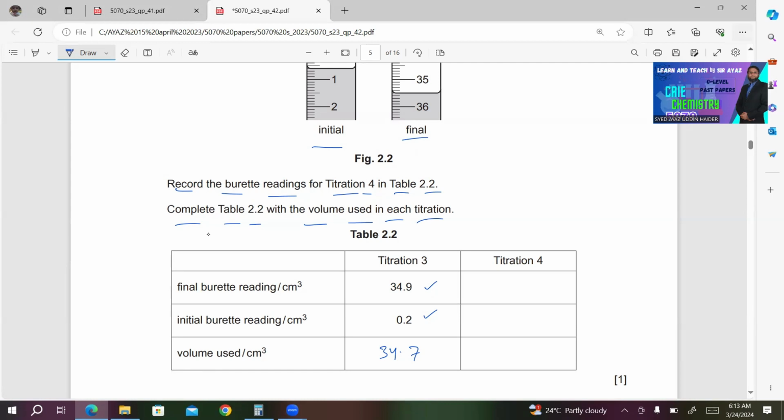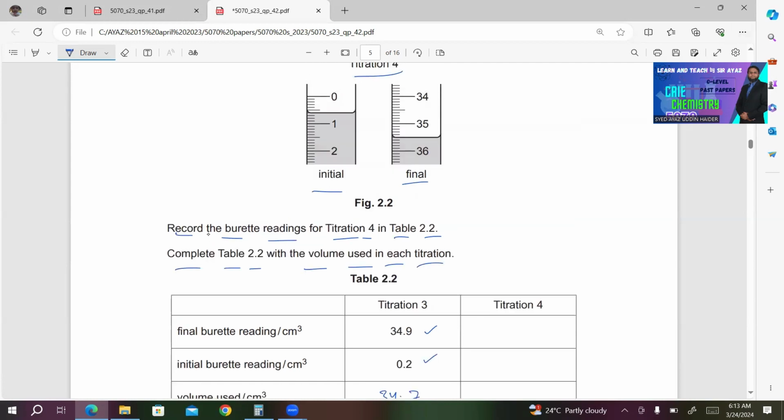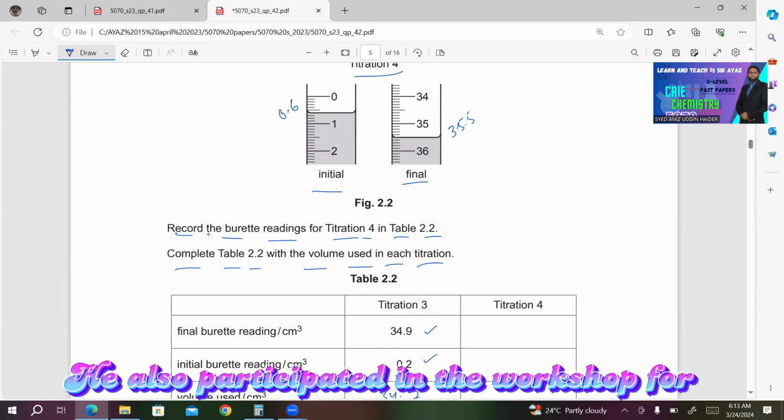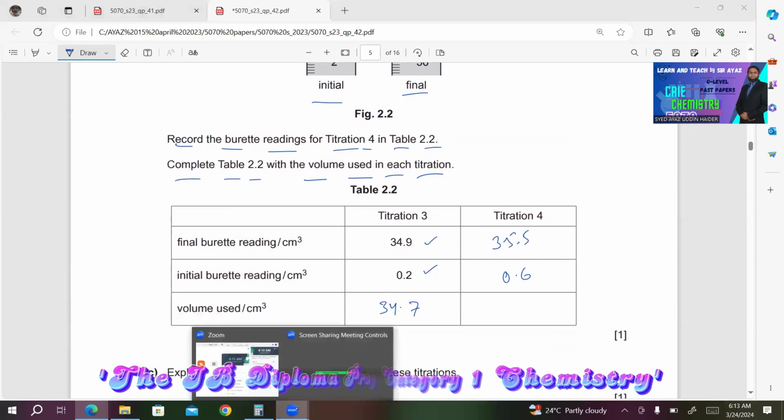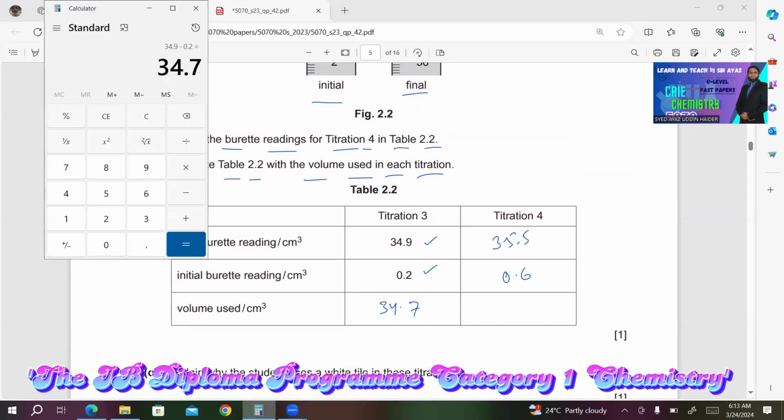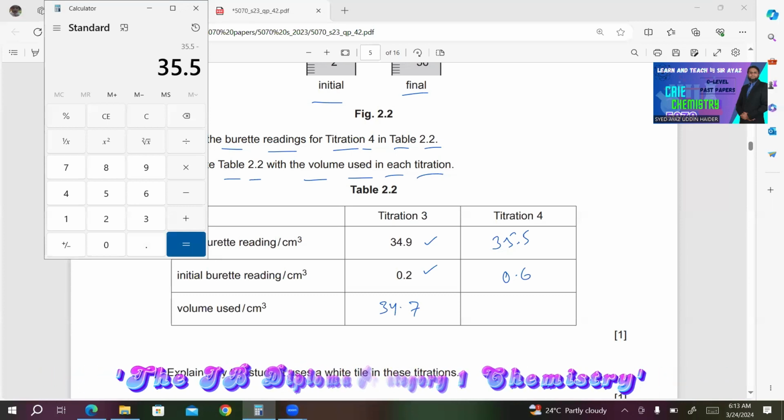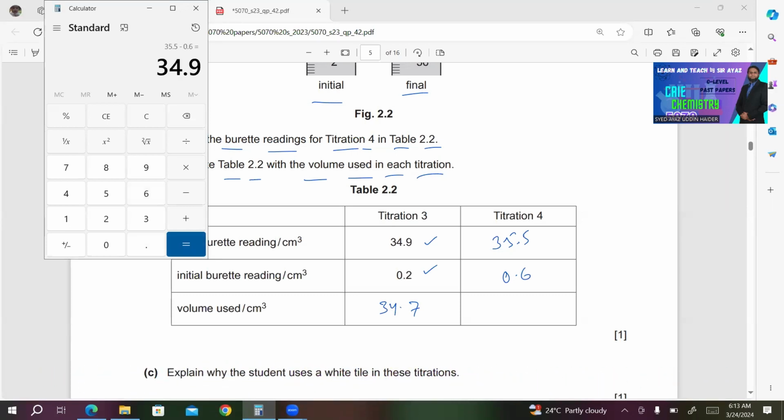The reading is there. If you look at the reading, it is 35.5. What about the initial reading? It is 0.6. So it must be 35.5 and 0.6. If you subtract 0.6 from 35.5, what will you get? 35.5 minus 0.6, you will get 34.9.